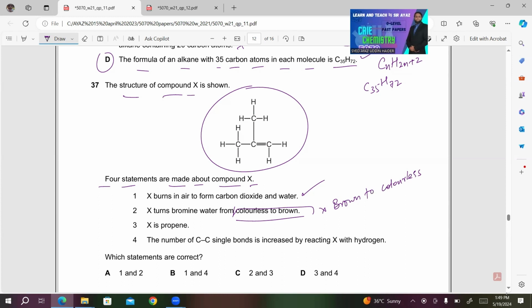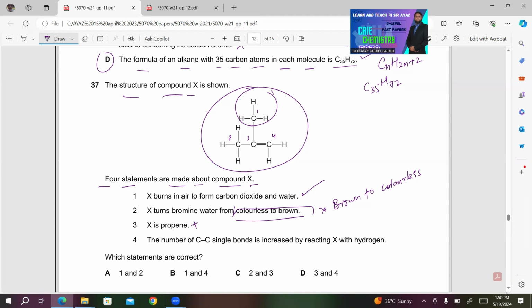3, X is propene. We have how many carbon atoms? 1, 2, 3, 4. There are 4 carbon atoms, so it is considered as butene, not propene. Although when we talk about naming, then we will see this, the group attached. On the basis of that, it must be propene. But if you look at the formula, it does not comply that it's propene. It's branched propene. It's not only propene. So it can't be the right answer in this case.